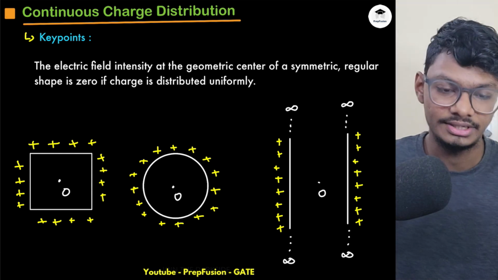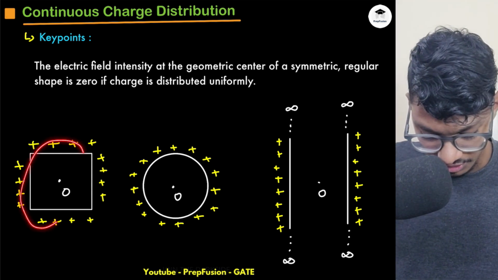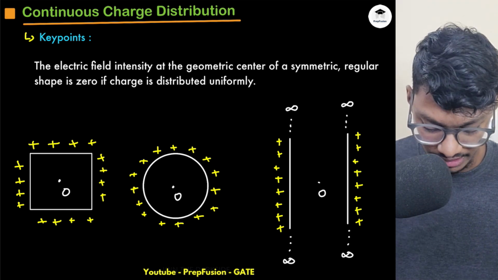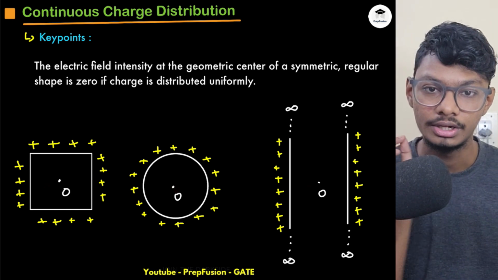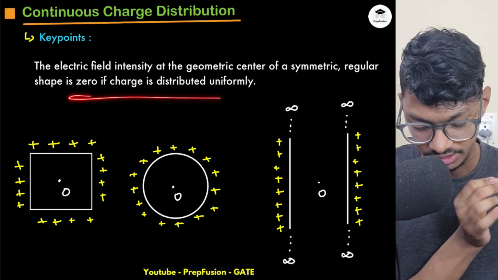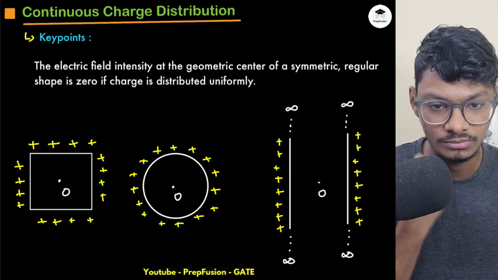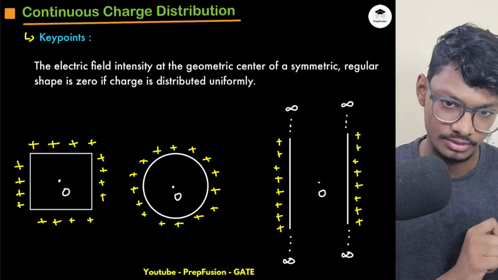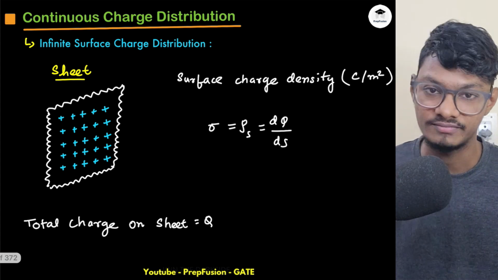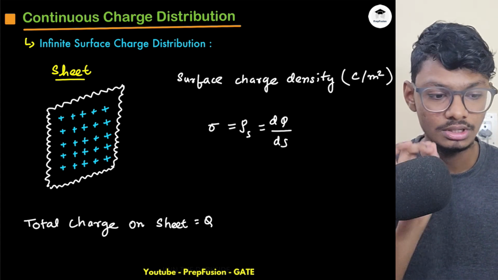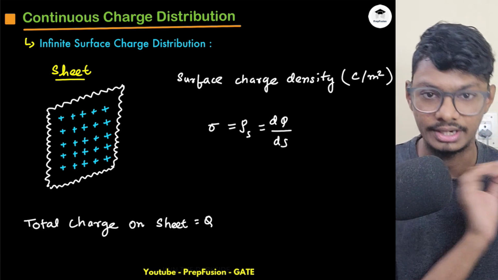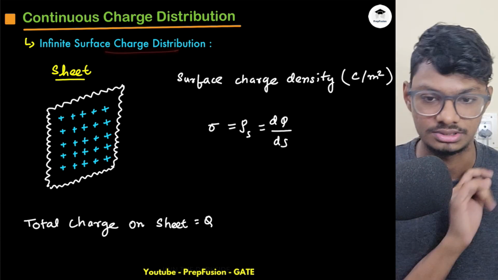A few key points that you need to understand is that whenever there is a regular shape, as I mentioned previously as well, and I'm at the center of that regular shape, the electric field will always be 0. If it is a case of symmetry, the electric field about that point will always be 0. Until now we have studied the electric field distribution for finite line charges and infinite line charges. Now we'll study surface charge distribution.